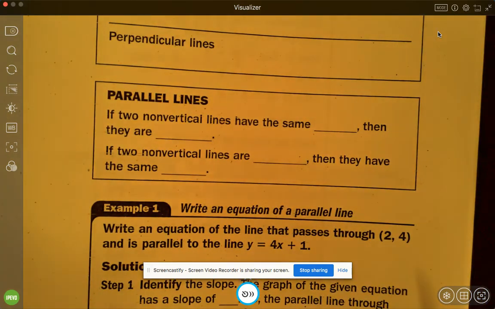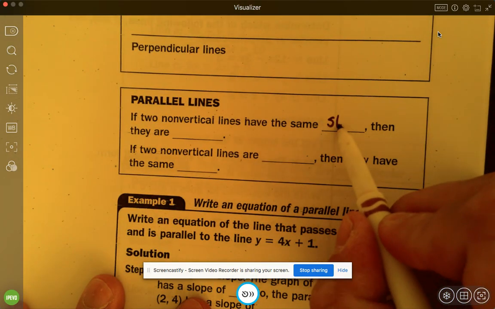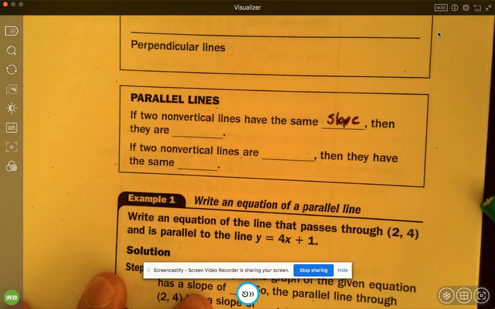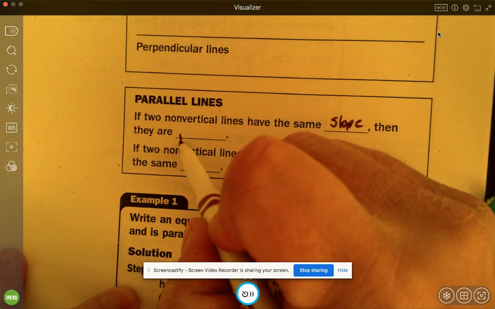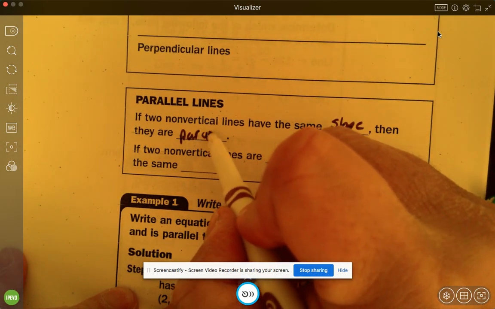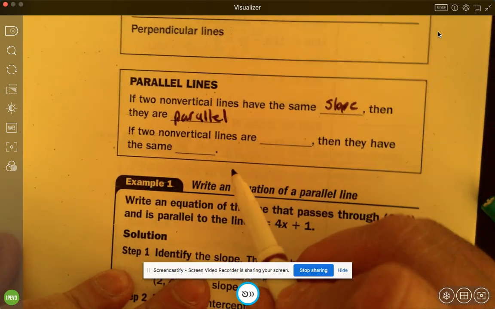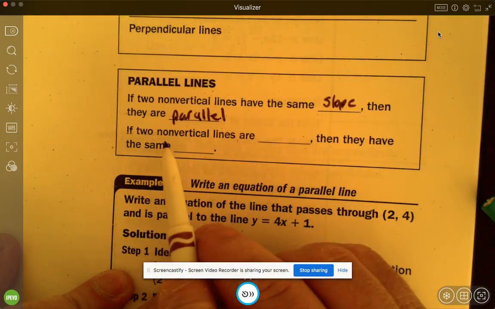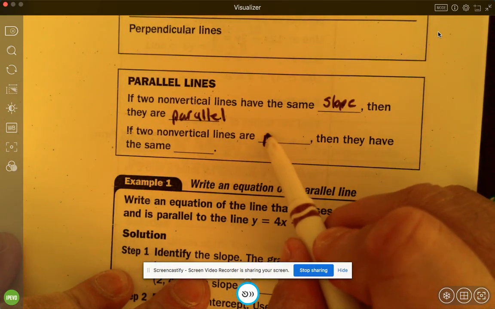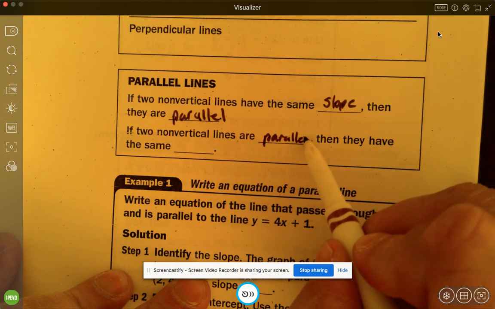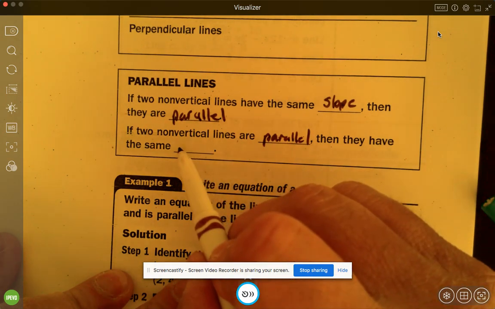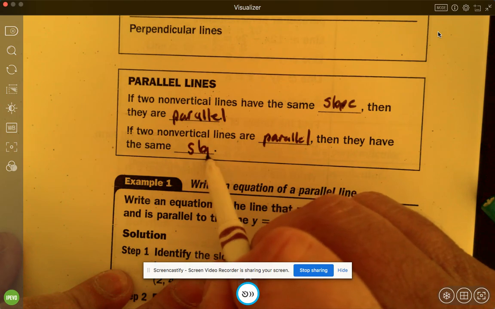So for parallel lines, they have to have the same slope. Then they are considered parallel. And this is just saying another way that if two non-vertical lines are parallel, make sure you're copying this in as we go, they have to have the same slope.